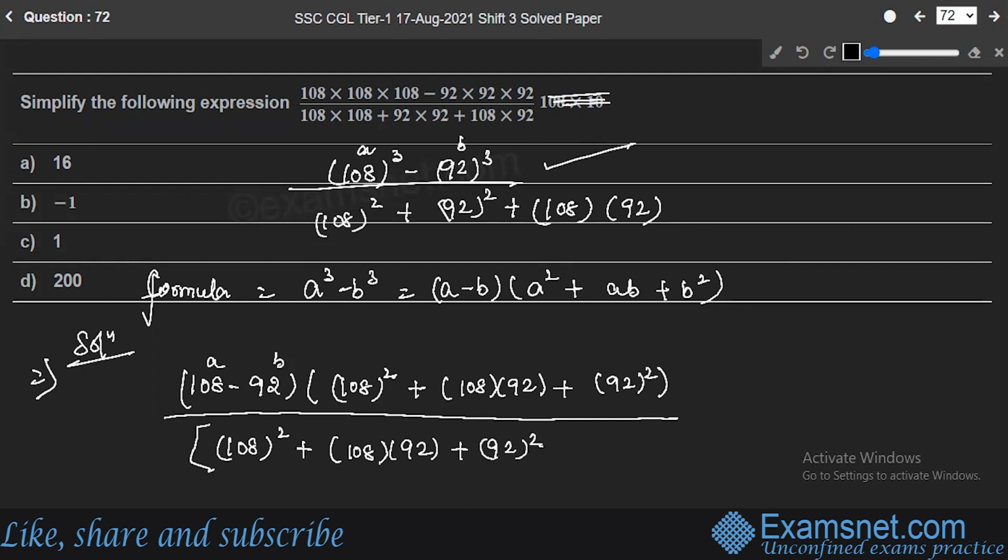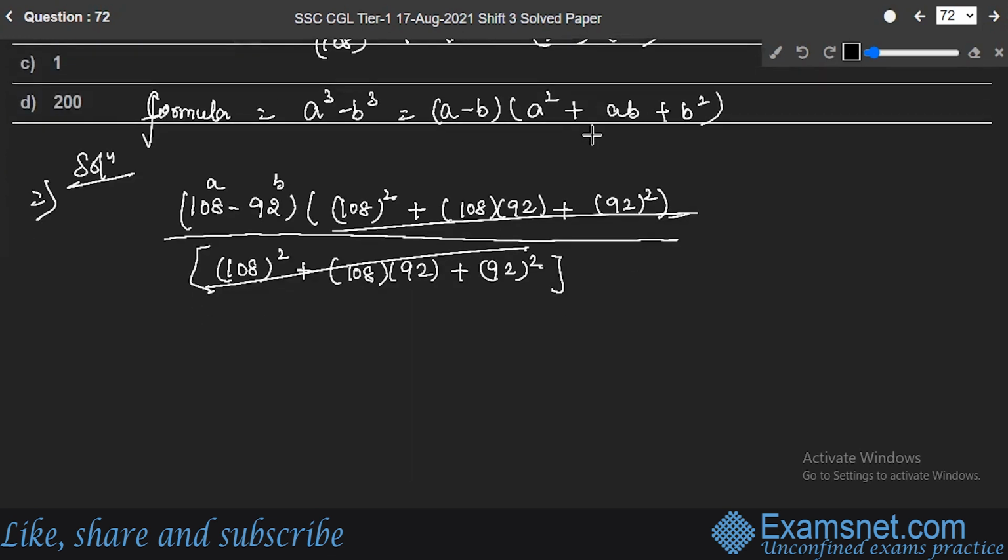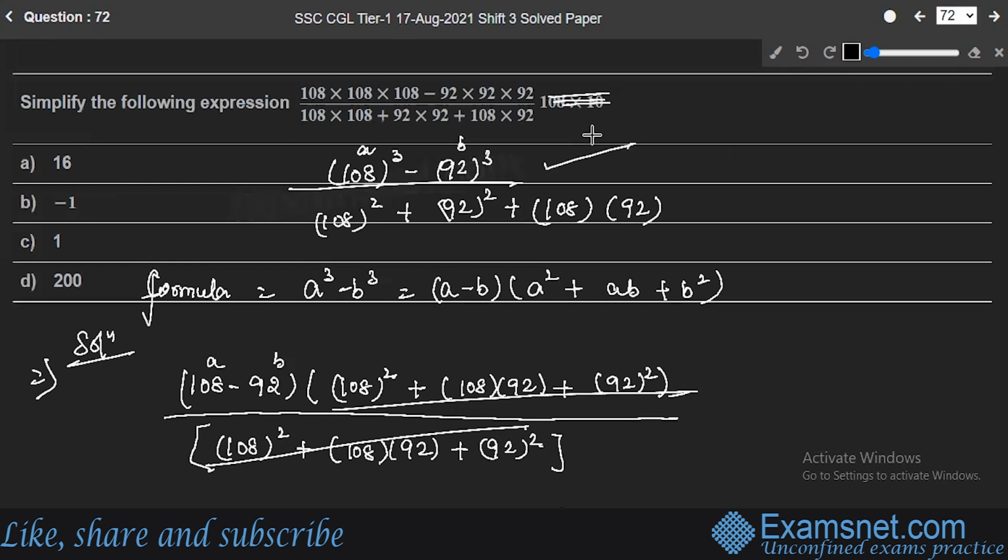So now look at the numerator and the denominator. Don't you think these two values are absolutely same? So they will cut, right? And you will be left with 108 minus 92. What is the value of 108 minus 92? That is equal to 16. This is your answer. Hope you are clear.